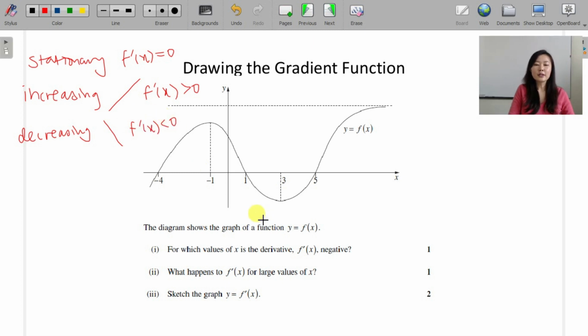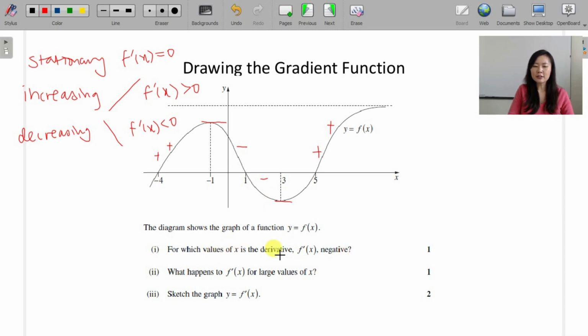Okay, so when you're trying to draw the gradient functions, this is what I do. 2 core steps. First, look at the stationary points. Boom, boom. Those 2 points. And then around the stationary points, is it positively sloping or is it negatively sloping? So you can use a little plus to say, oh, that's positively sloping, that's negatively sloping, positively sloping. Okay, we'll draw it later. Let's answer the question first.